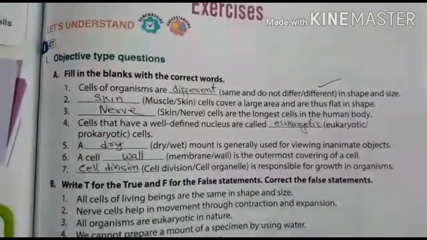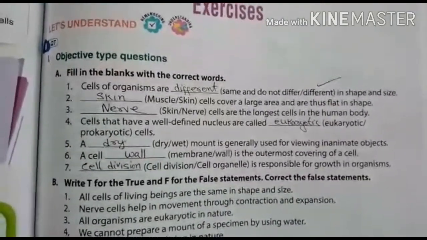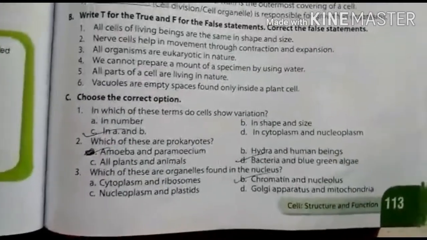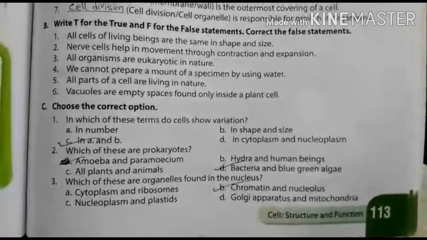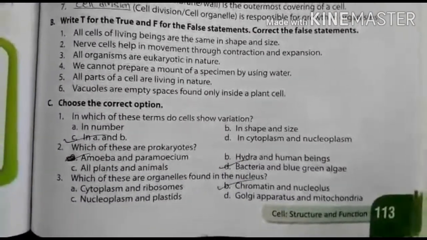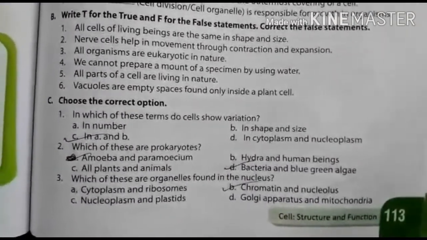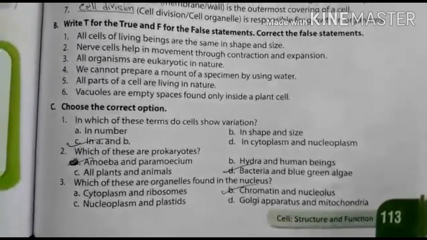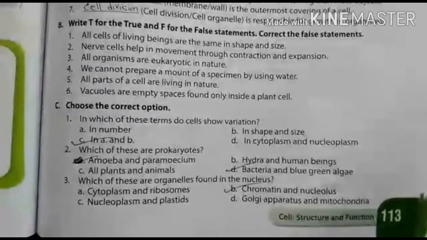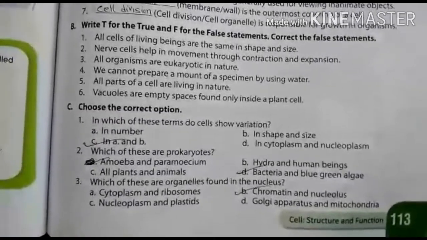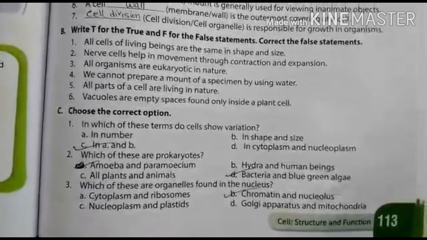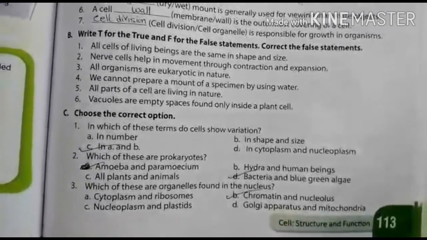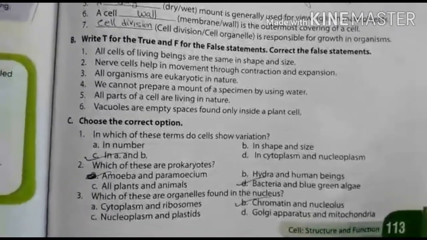This objective type of question, please check and go through your answers. Then choose the correct option. True and false will not come, that's why we are leaving that one. In which of these terms do cells show variation both in number and shape and size? C is the correct option. Which of these are prokaryotes? A and B: bacteria and blue-green algae. Which of these are organelles found in nucleus? Chromatin and nucleolus.